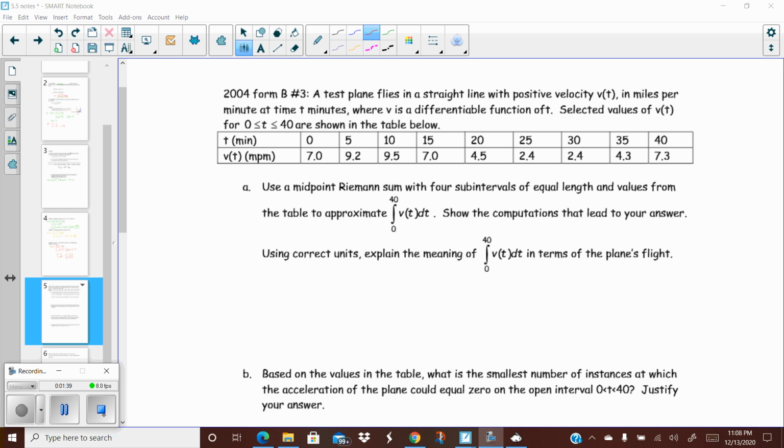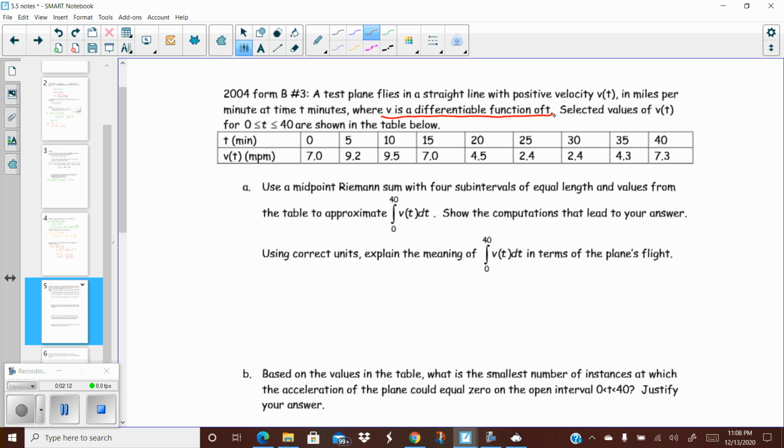And it says v is a differentiable function of t. That's really important. Because if something is differentiable, that implies continuity, and we can probably use that. The velocity is continuous, there are no breaks or holes or anything. It also probably means we'll have to do something with the acceleration at some point because it's differentiable. And then selected values of t are given, so that's obviously not every possible value, they just took it at specific time intervals.